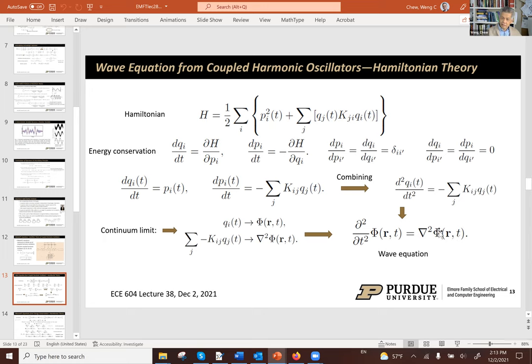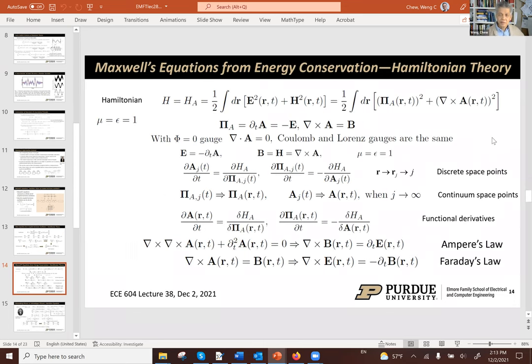Okay. Wave phenomena can be thought of as due to a set of coupled harmonic oscillators, and they couple to each other in such a fashion as to keep the total energy of the system a constant. Okay, so I can do likewise with Maxwell's equations, but the mathematics is a lot more complicated in Maxwell's theory, because we have a three-component field, and the algebra is always more complicated if you want to work with Maxwellian theory.